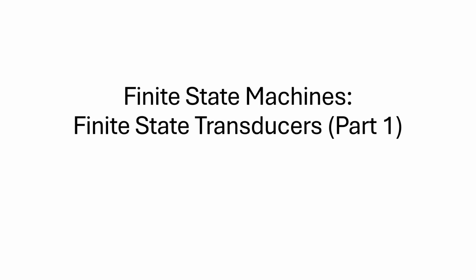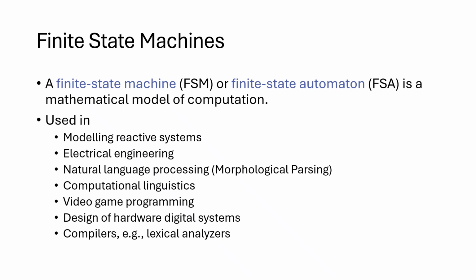In this video, we will talk about finite state machines and more specifically, finite state transducers. And as always, let's start with a little bit of motivation. Finite state machines are used in many different applications as a mathematical model for computation. Those include things like natural language processing, video game programming, hardware design and so on. Now let's start with a very simple example, a coin-operated turnstile.